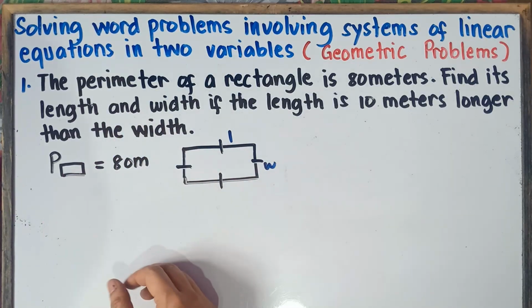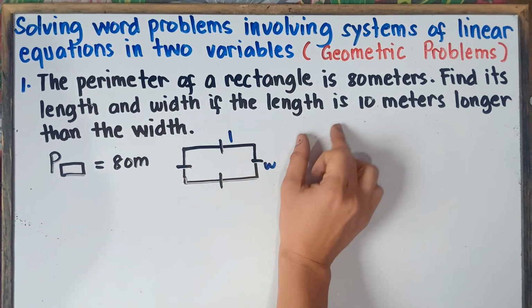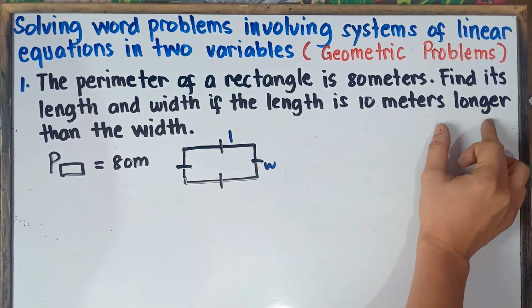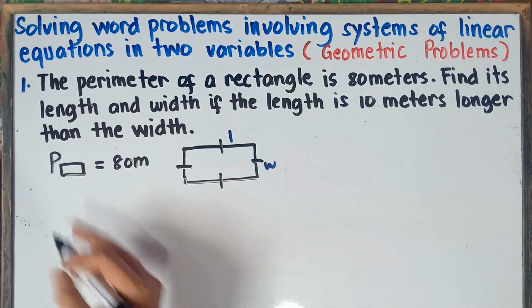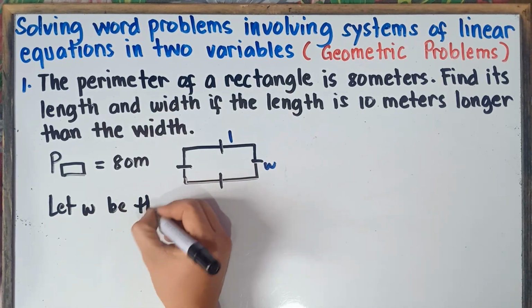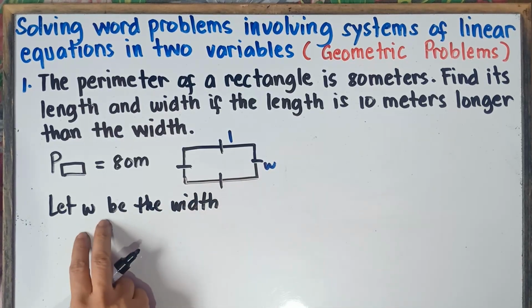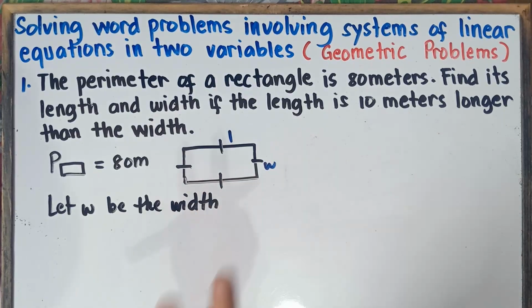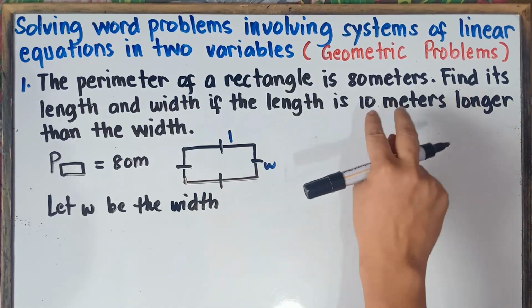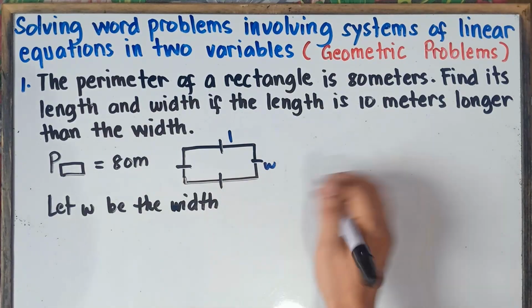Question, why is that, sir? Because we don't have any idea for the width, but we know that the length is 10 meters longer than the width. Once again, class, let W be the width. Why do we let W be the width? Because we don't have any idea for the width, but we know that the length is 10 meters longer than the width. So therefore, we can write this one length.